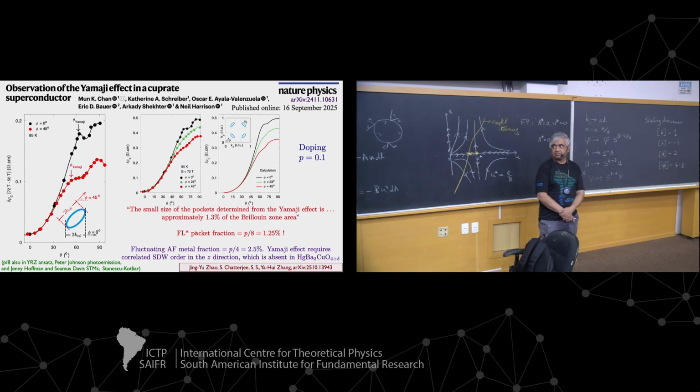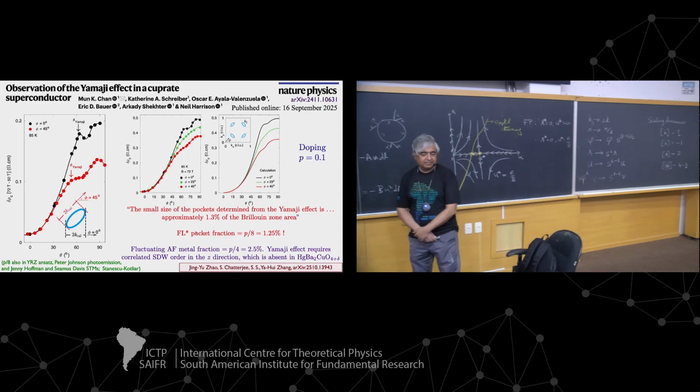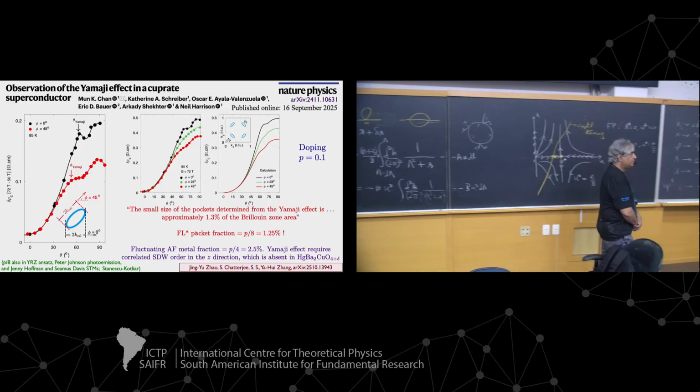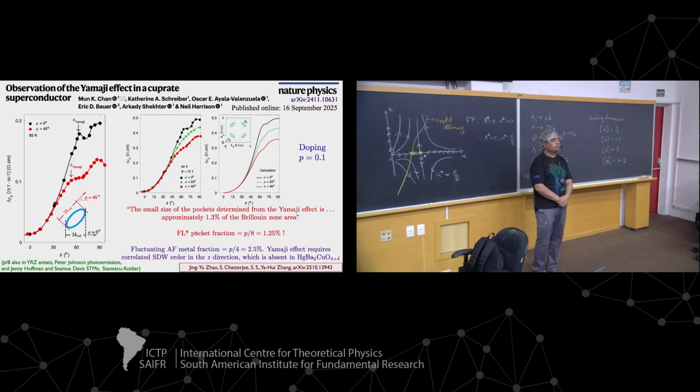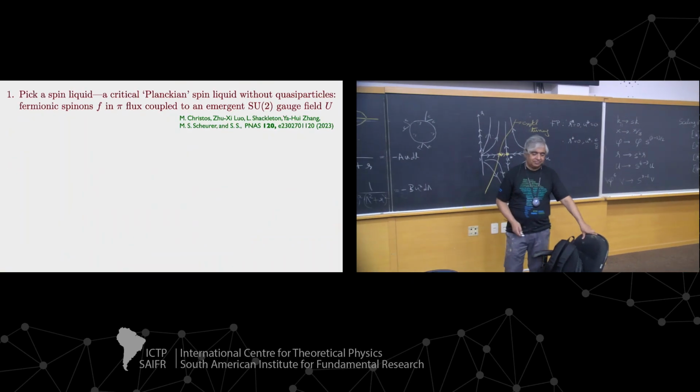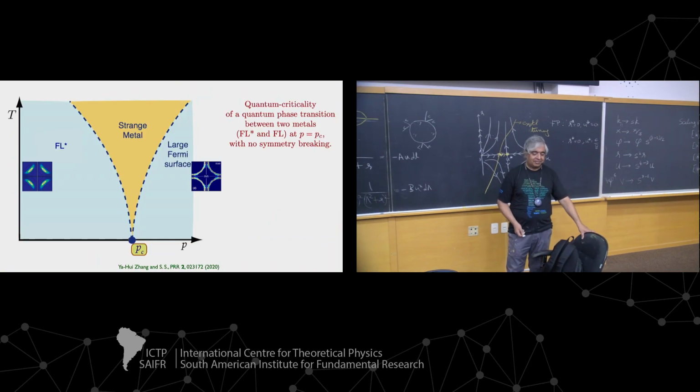Questions? So do you now need to add this order back in to find Planckian dissipation? Yeah, okay. So now the picture is that instead of a spin density wave state, we have this FL star state. And this is the phase diagram, where you have a FL star here and a large Fermi surface there.